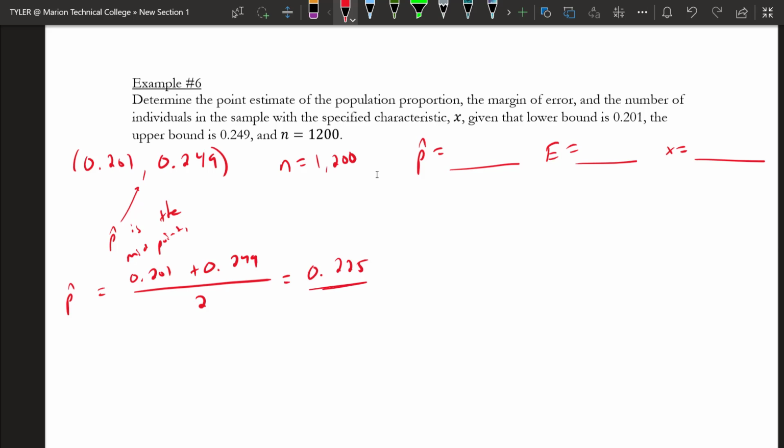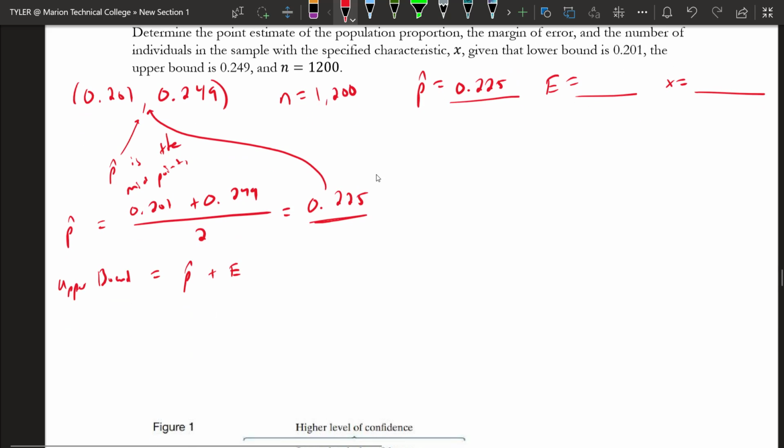Right, so this is the number right in the middle between these two numbers, 0.225, right? And then something else we know is that the upper bound is equal to p hat plus E, right? Plus the margin of error. So I know what the upper bound is. I now know what p hat is, so I can solve for E. So the upper bound is 0.249. P hat is 0.225. And we're trying to solve for E.